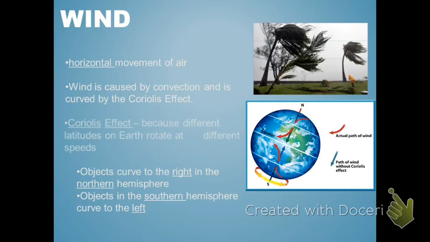The rotation of the Earth causes moving air and water to appear to curve to the right, north of the equator, and to the left, south of the equator. The flow of air caused by the difference in the amount of solar radiation received and by the Coriolis effect create distinct wind patterns on Earth's surface.